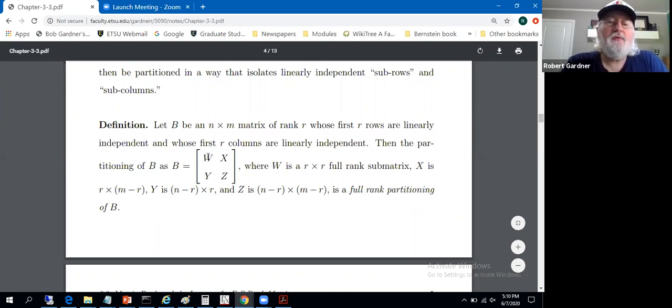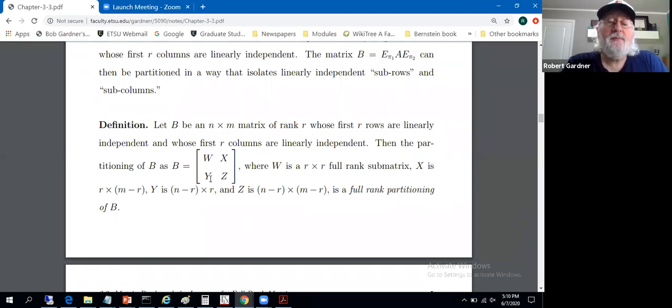So the first R columns of B are linearly independent, and the first R rows of B are linearly independent. If you chop off everything except for the little W matrix, that's an R by R matrix, and it has linearly independent rows and columns. It's a full rank submatrix of matrix B. It's R by R, where R is the rank of B, which wasn't explicitly said here, but it's implied.